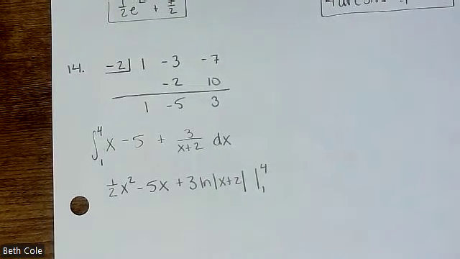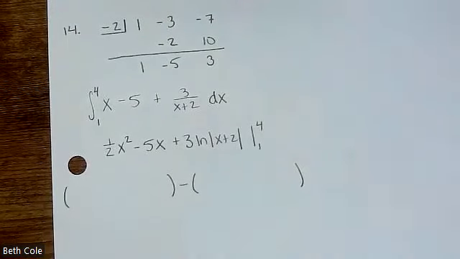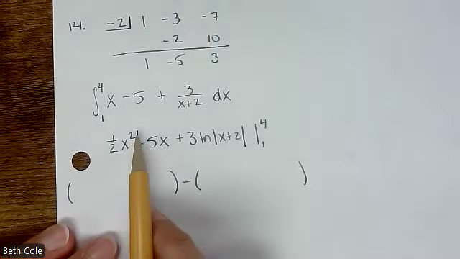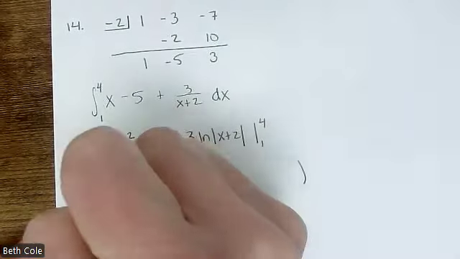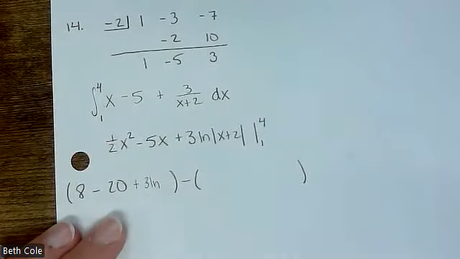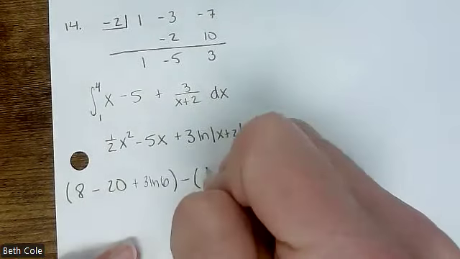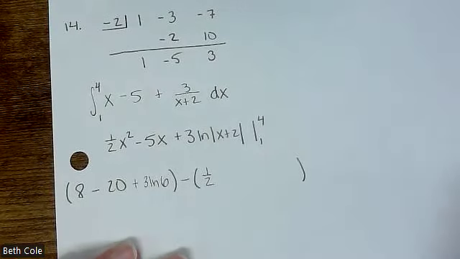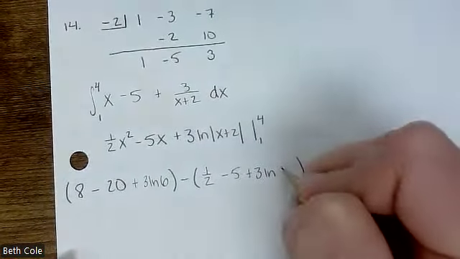And now we're going to have to battle through this because it's going to be multiple choice. So your answer choices are not going to look like upper minus lower. You're going to have to actually sort through it. So if you plug in 4 squared is 16, half of that is 8, minus 4 times 5, 20, plus 3 ln of 6. You can drop the absolute value because the absolute value of 6 is 6. And then if you plug in 1, you're going to get, oh, geez, it's a fraction. All right. A half, I shouldn't complain. Of all the fractions, a half is the easiest one to deal with. Minus 5 plus 3 ln of 3.